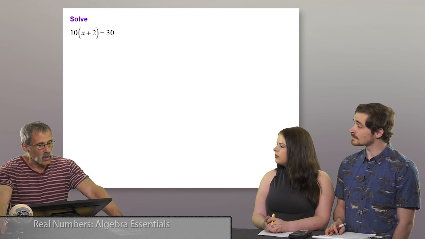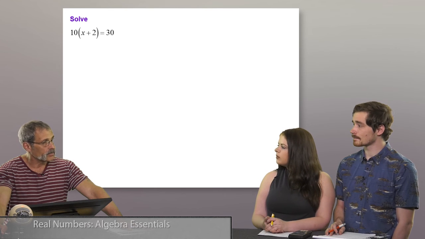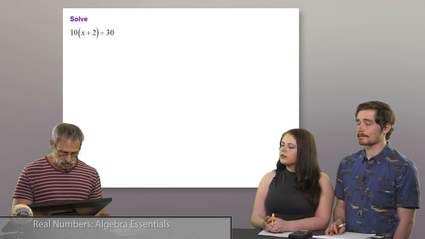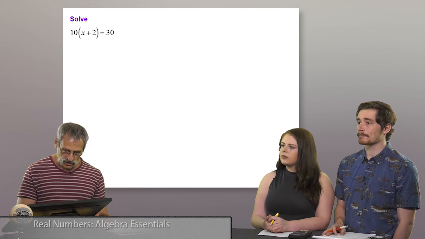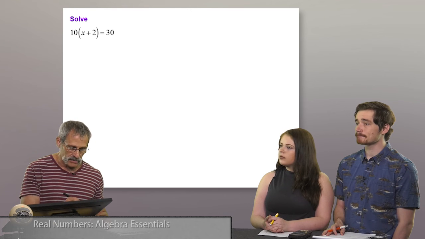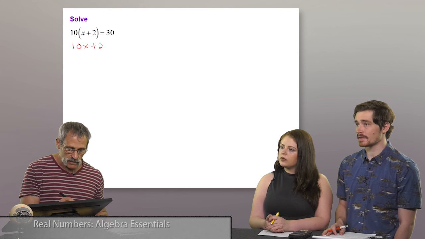One last point, solving. If I solve, what I want to do is find the value of x. So I want to isolate it. So x is trapped in parentheses, so the first thing I'll do is use the distributive property to remove the parentheses. What happens when I multiply a 10 through the parentheses? I get what? You'll get 10x plus 20 equals 30.